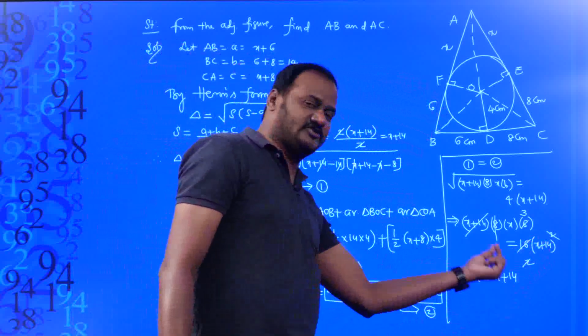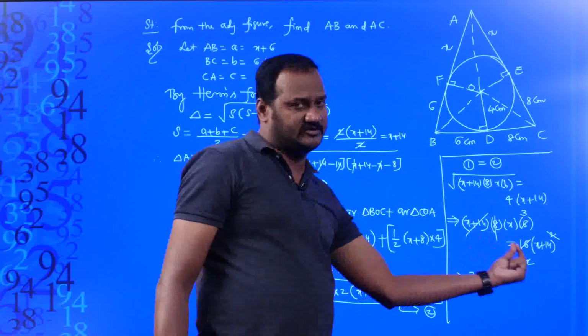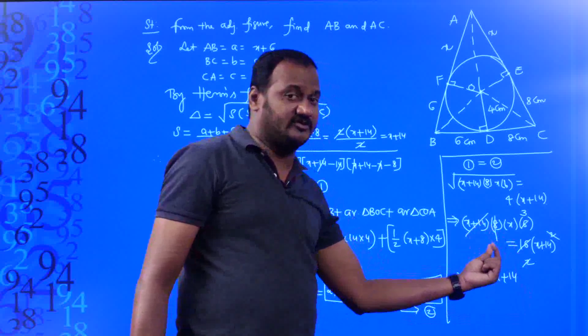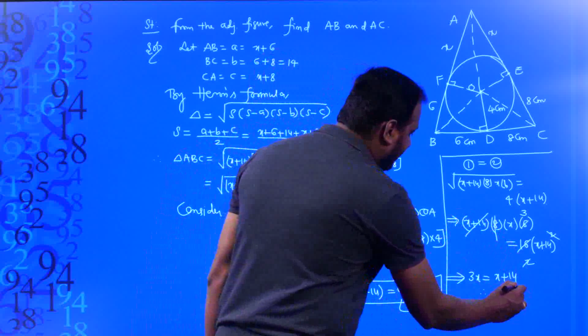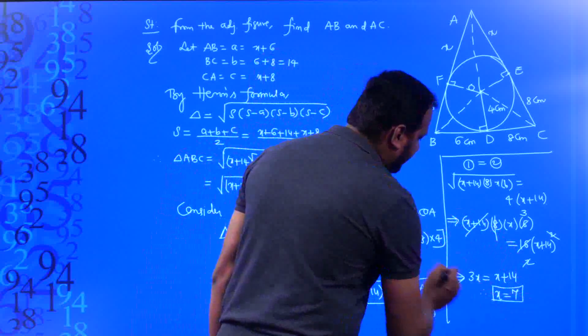When you transpose x to the left hand side, it would be 2x is equal to 14. 2 into how much is equal to 14? 2 into 7 is equal to 14. Therefore the value of x is equal to 7.